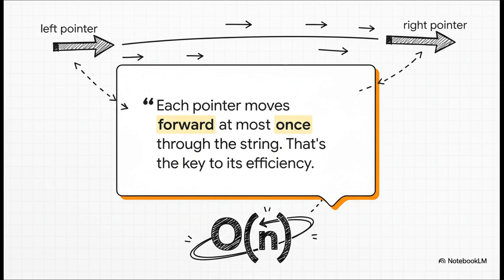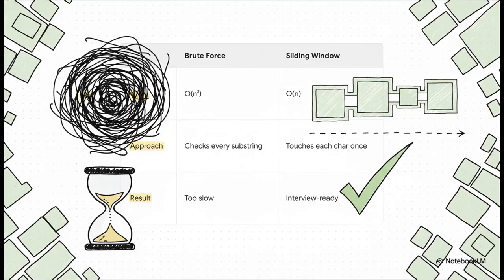The right pointer moves from the start of the string to the end exactly once. And the left pointer also only ever moves forward. That's the whole game changer. You're never going backward, you're never rechecking the same character combinations over and over again. Since every character is only visited by the pointers a couple of times, the total work is linear. Boom, O(n). Let's just put that into perspective.